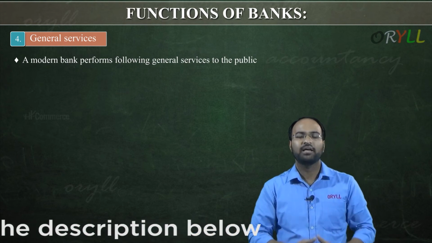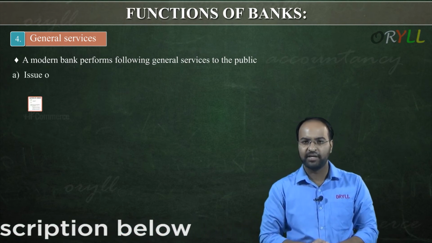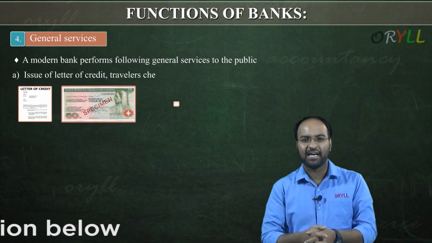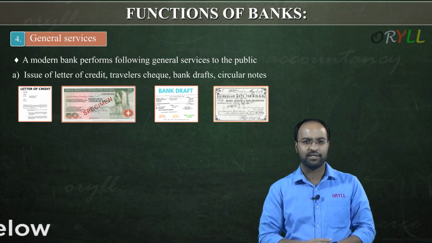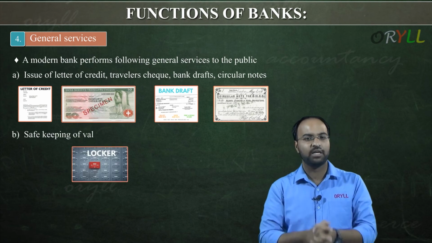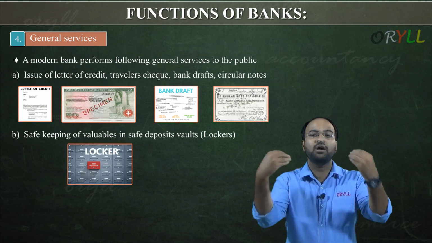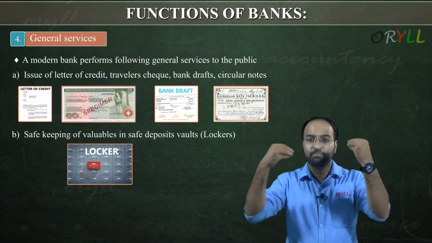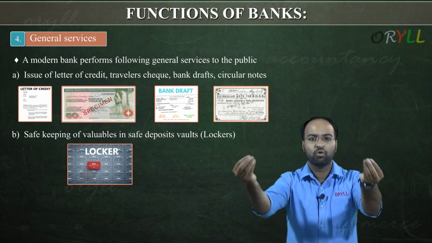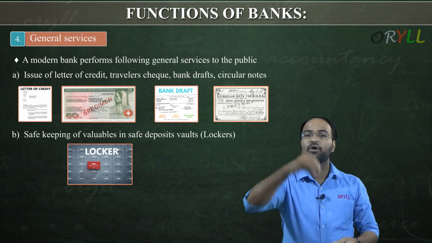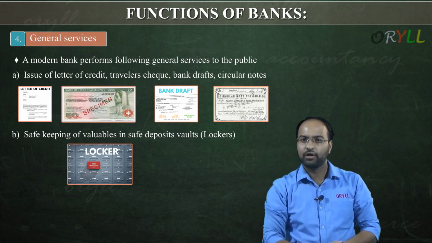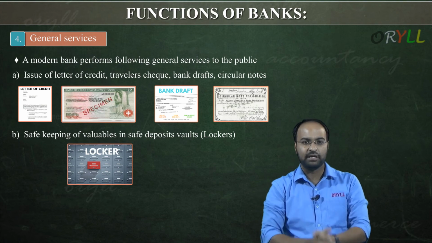Got it? Examples: issuing of letter of credit, traveler's cheque, bank draft, circular notes, etc. Safekeeping of valuables in safe deposit. Nothing but banks are also providing lockers, and they are saying to the public, you can keep your money, you can keep your diamonds, you can keep your gold in our locker, you can keep your property documents in our locker, that will be safe here.